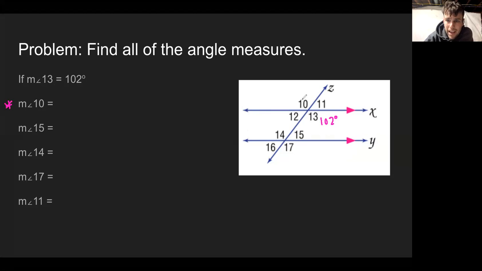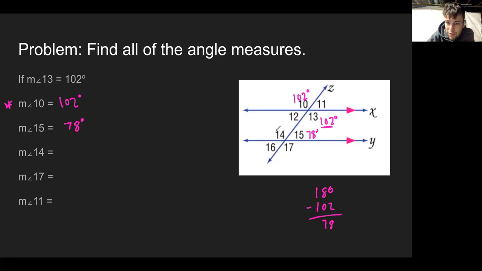So angle 10 is going to be vertical with 13. Those are vertical angles, so these would also be 102. 15, all right, so angle 15, these are same side interior angles. So these are going to be supplementary. 13 plus 15 is going to equal 180. So I need to figure out what would add up to 180 with 102. That needs to be 78 degrees. I could do a little quick subtraction for that and get 78. So that's what we get there. I'm going to label that in case I want to make use of it.